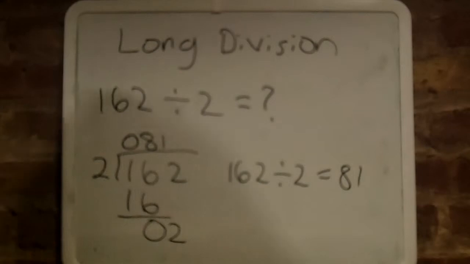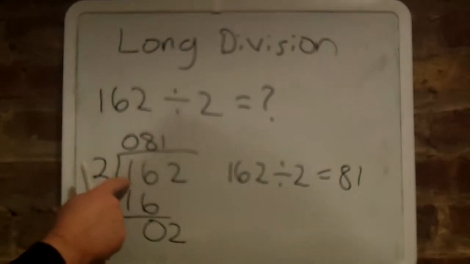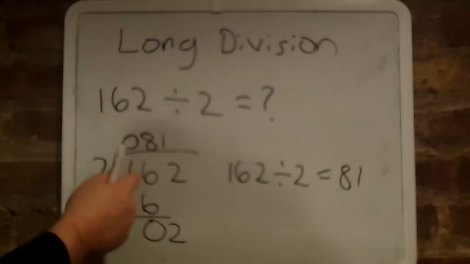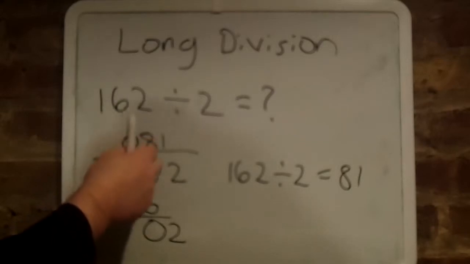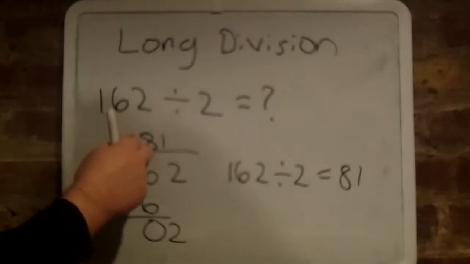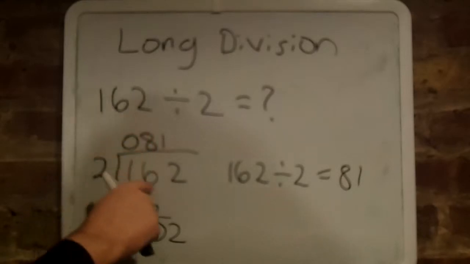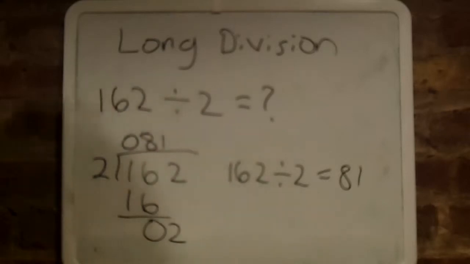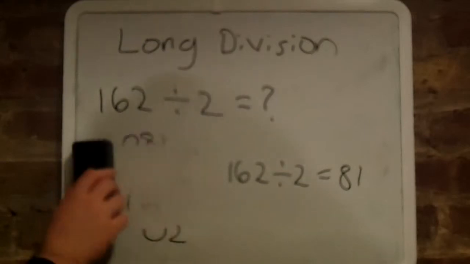So the trick here is when you're looking at the numbers, you want to find a number where if you multiply these two, you get whatever this one is. So it's kind of a guessing game. And if you know your multiplication tables, it's not too bad.